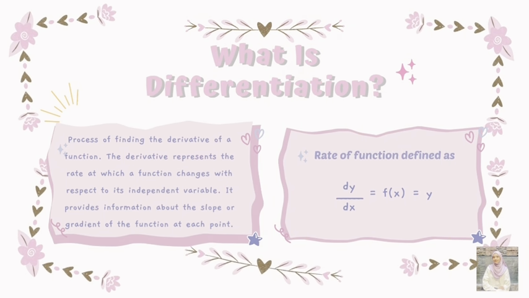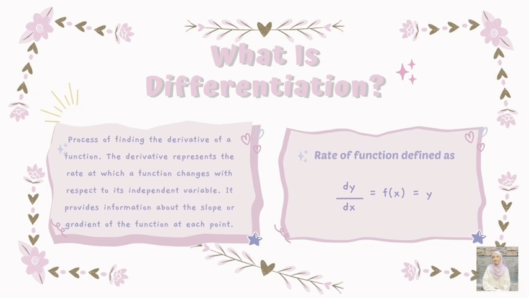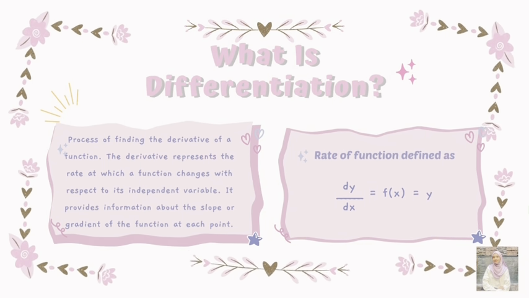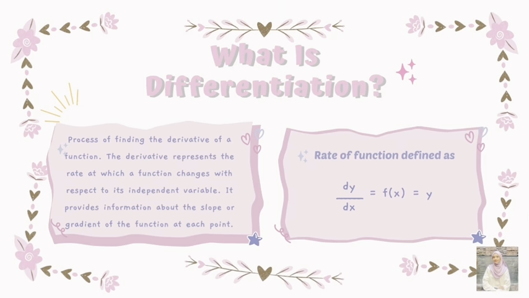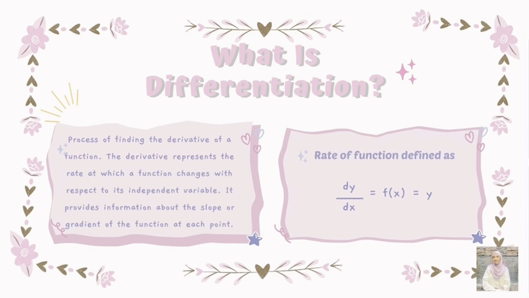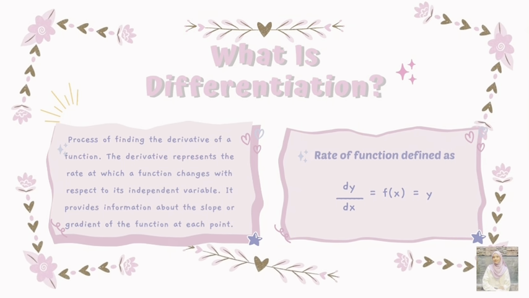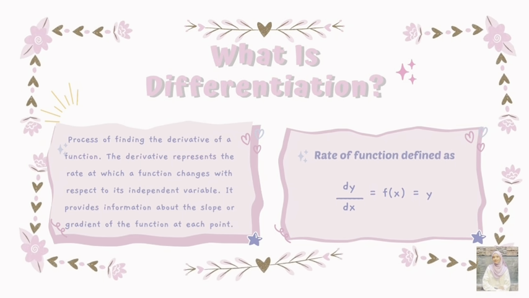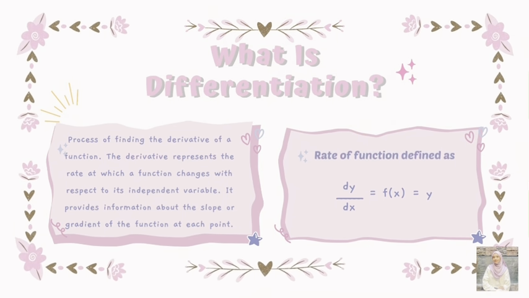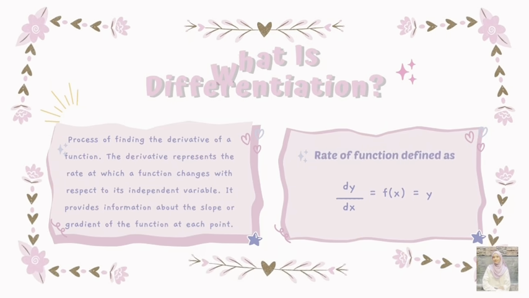So, why do we use differentiation? To determine the maximum and minimum values of a specific function. It is also employed when calculating the speed or distance of moving objects. The rate of change of a function is defined as dy over dx equals f'(x) equals y'.